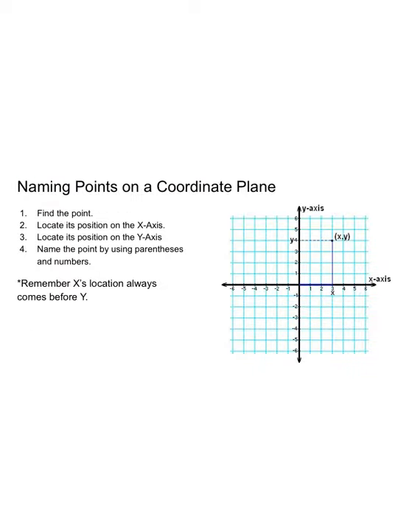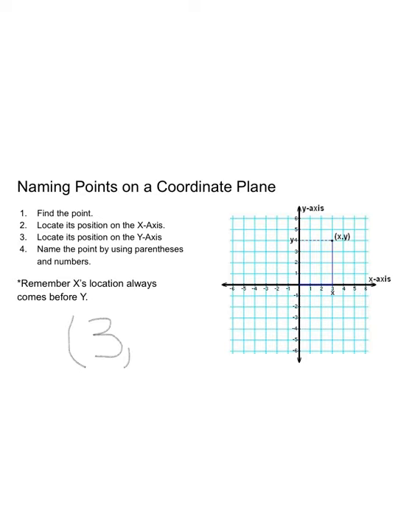So, naming points on a coordinate plane. The first thing you have to do if you have to name a point, and you guys will be asked to do this, there might just be a point there and you have to tell me its location, so you're going to have to write the ordered pair, is first you find the point. Pretty simple, right? So I have a point right here. And then you're going to locate its position on the x-axis. So I take this point and I can just run my finger down, and I can see that it's on 3. So I would say that its location on the x-axis is 3.